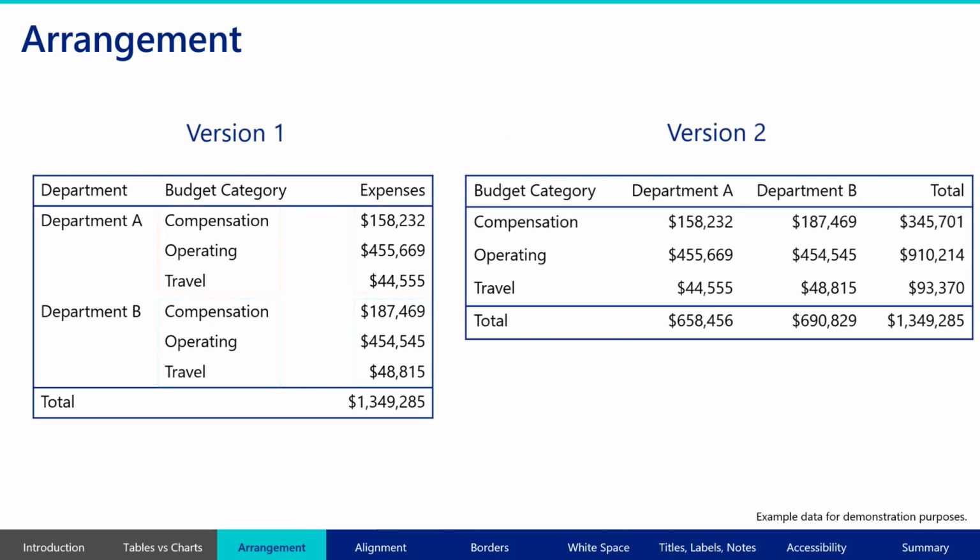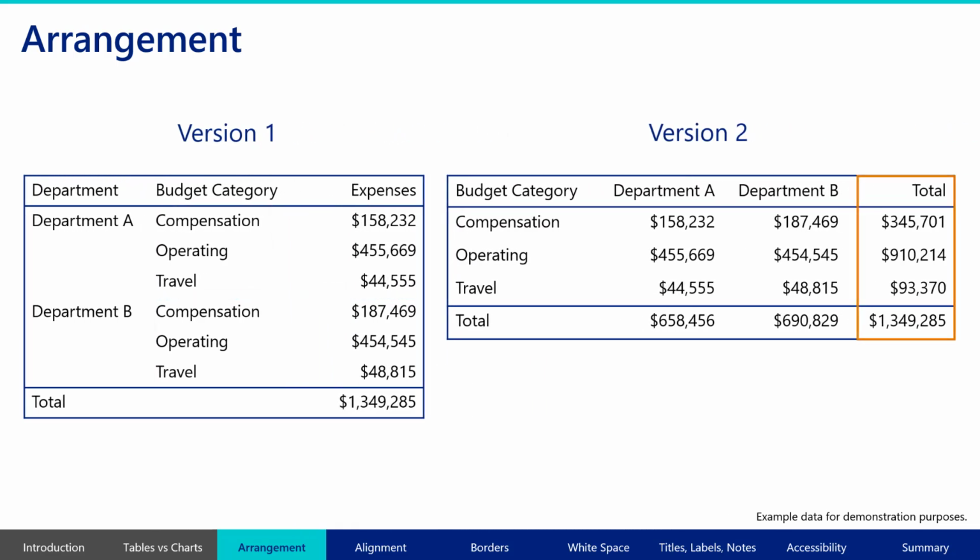Rearranging the table and adding a total column, as displayed in version 2 of the table, makes it easier for the audience to see the comparison in expenses between the departments, as well as the overall totals. If your audience needs to compare expenses between departments, version 2 is a better arrangement of the data.